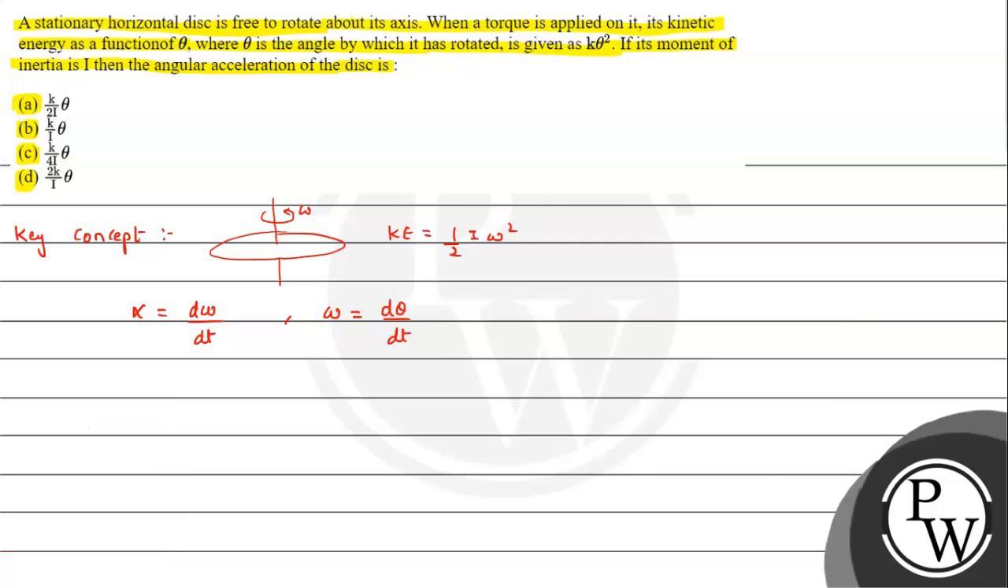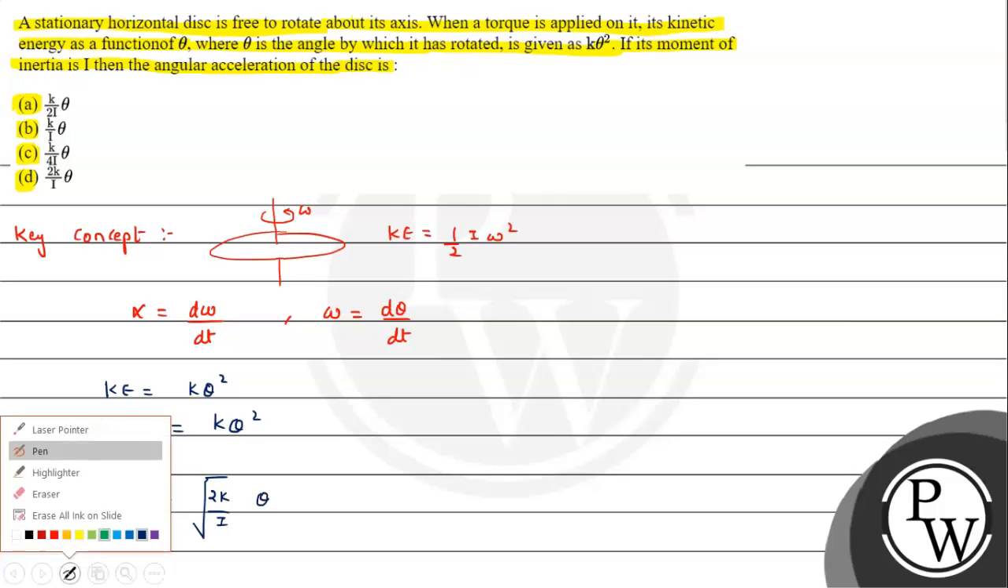Now here, in the question, it is given that kinetic energy as a function of theta is given. So kinetic energy is given as k theta square, and kinetic energy we know is half I omega square, equals k theta square. So from here the value of omega can be written as under root of 2k upon I into theta square, and theta comes out of the root.